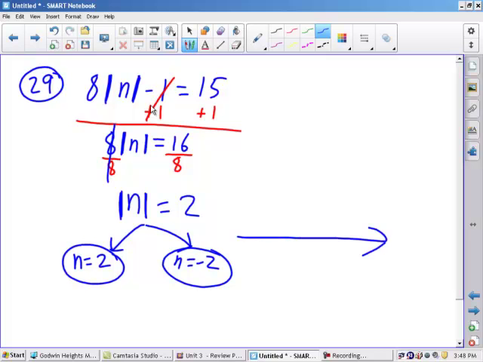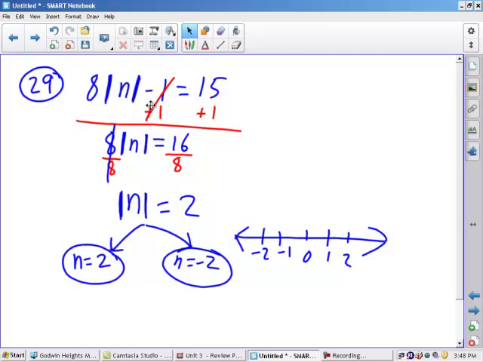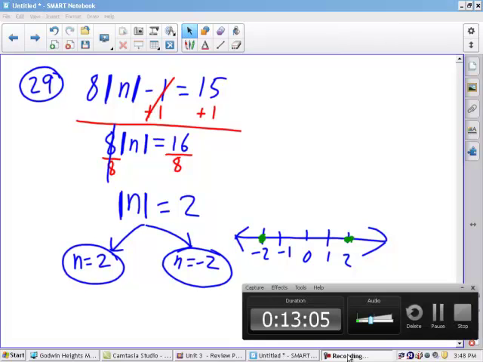So now I graph it. Go ahead and put your numbers on. So 0, 1, 2, and just represent where those are. So -2, dot at -2, 2, dot at 2. There are no arrows, nothing. Those are just those two solutions.